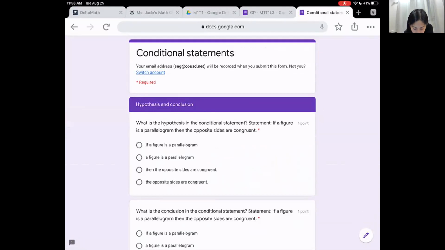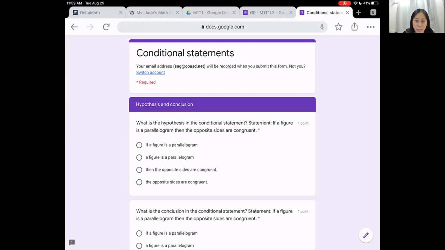So for hypothesis and conclusion, what is the hypothesis in the conditional statement? Statement: if a figure is a parallelogram, then the opposite sides are congruent. So let me just remind you that the hypothesis is the part right after the word if. So what is our correct answer?